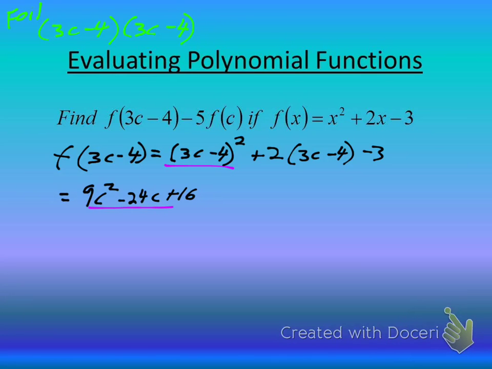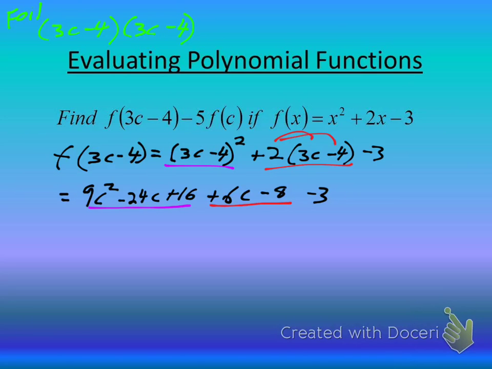That is what you call order. It's in order. That's okay, because we're nowhere near done yet. You just add on 2 times 3c minus 4. Now, what do you do with the 2 and the parentheses 3c minus 4? Distribute. So this becomes plus 6c minus 8, minus 3. Now you're going to combine all of those like terms.